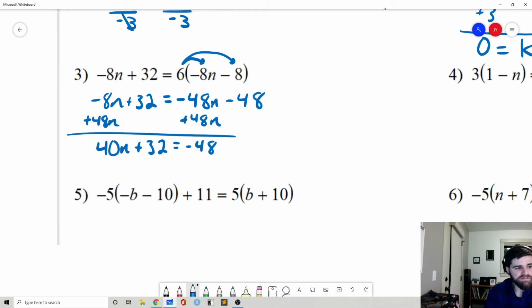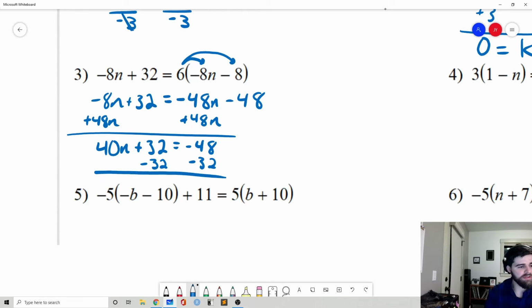All right, so I've got my n's over here. All the n's are on the left. I want to get all the constants away from it, right? Again, at the end of the day, we want n equals something. So right now, we're multiplying n by 40, we're adding 32. So to get rid of that plus 32, we can do the opposite, which would be to subtract 32.